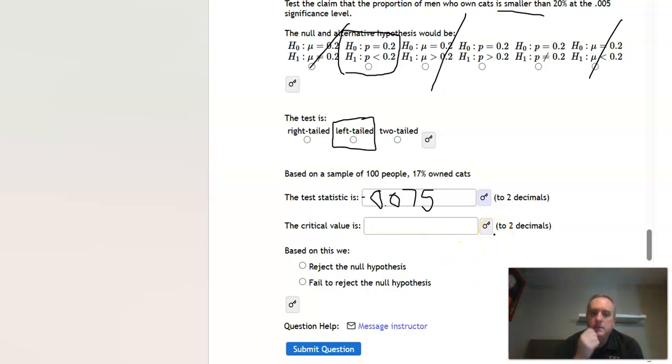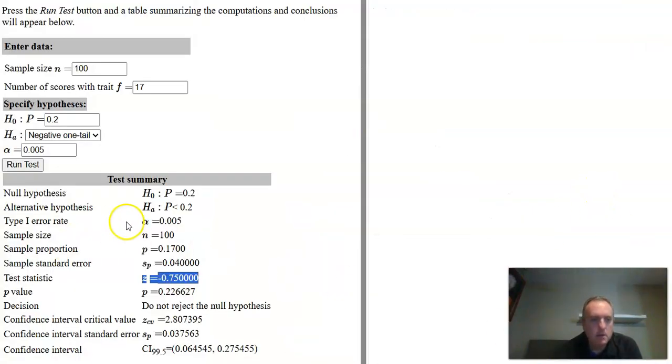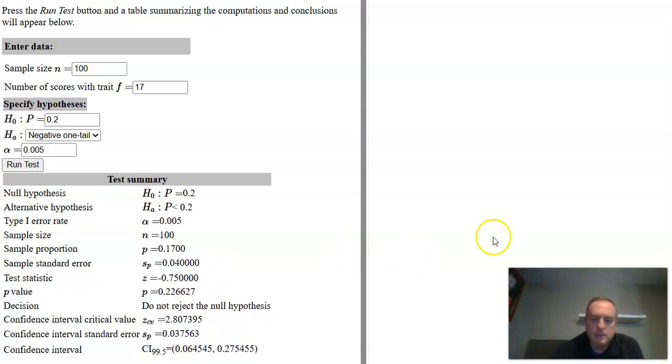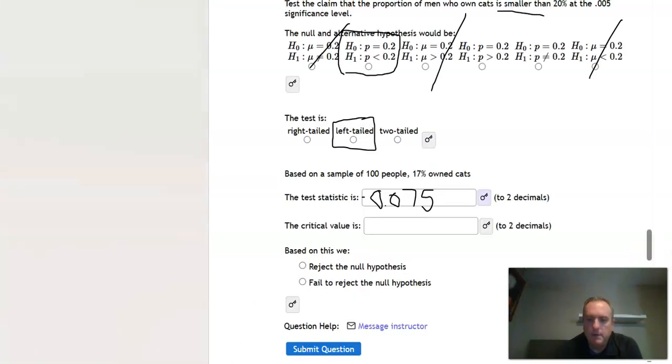All right, so this one asks for a critical value. So the calculator did not give me one. Let me just switch back to that real quick. So yeah, some of them do, some of them don't. It's easy to find otherwise, but let me just explain what we're doing here.